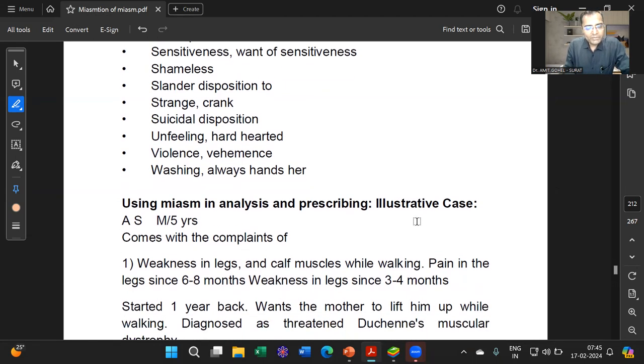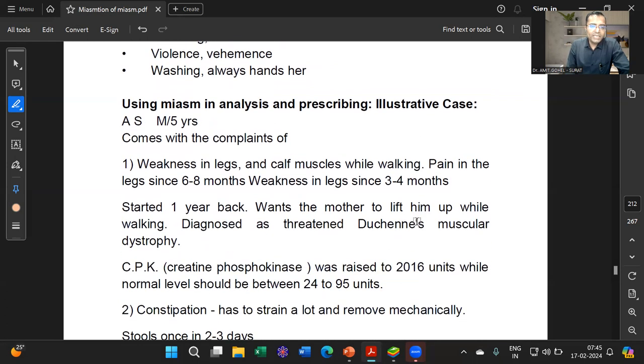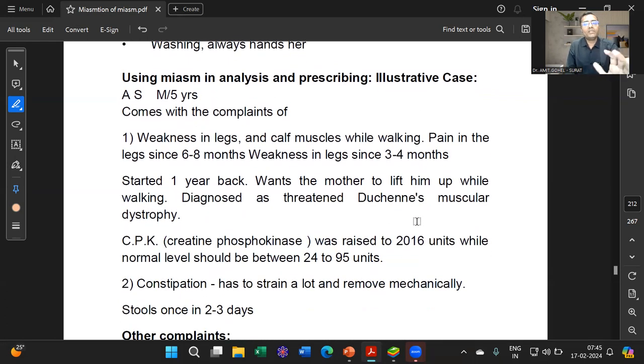Violence, vehemence in the behavior, and always washing hair, that is because of OCD, out of control. So these all are syphilitic in nature. Now we have to understand this with the case analysis. So, using miasm in analysis and prescribing through the illustrative case. Hope you all understand this category of the rubric in brief.